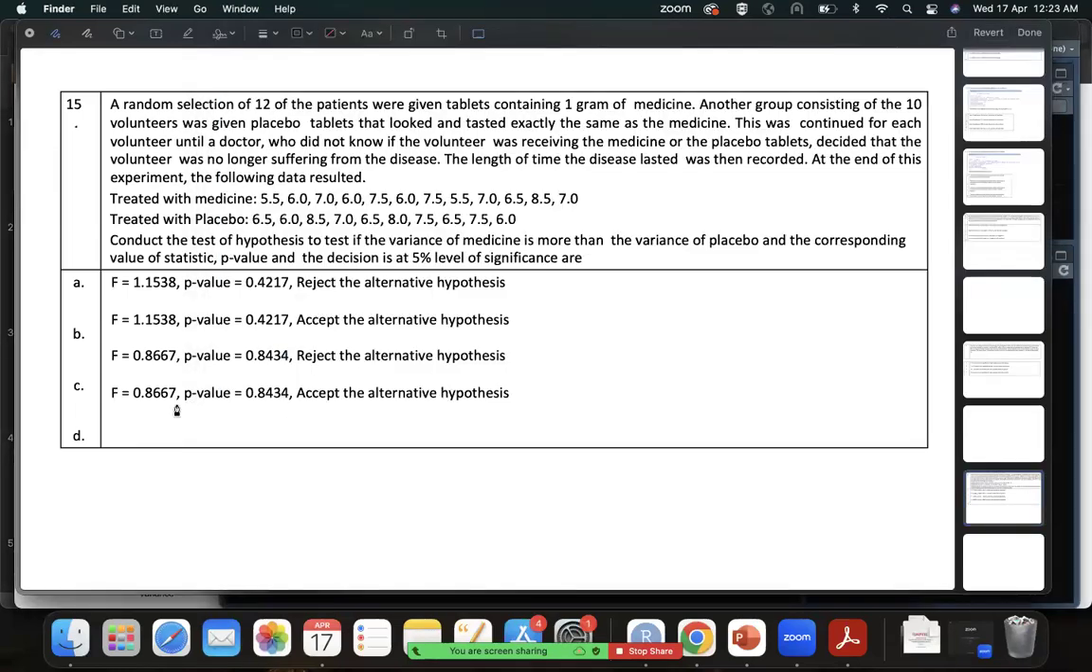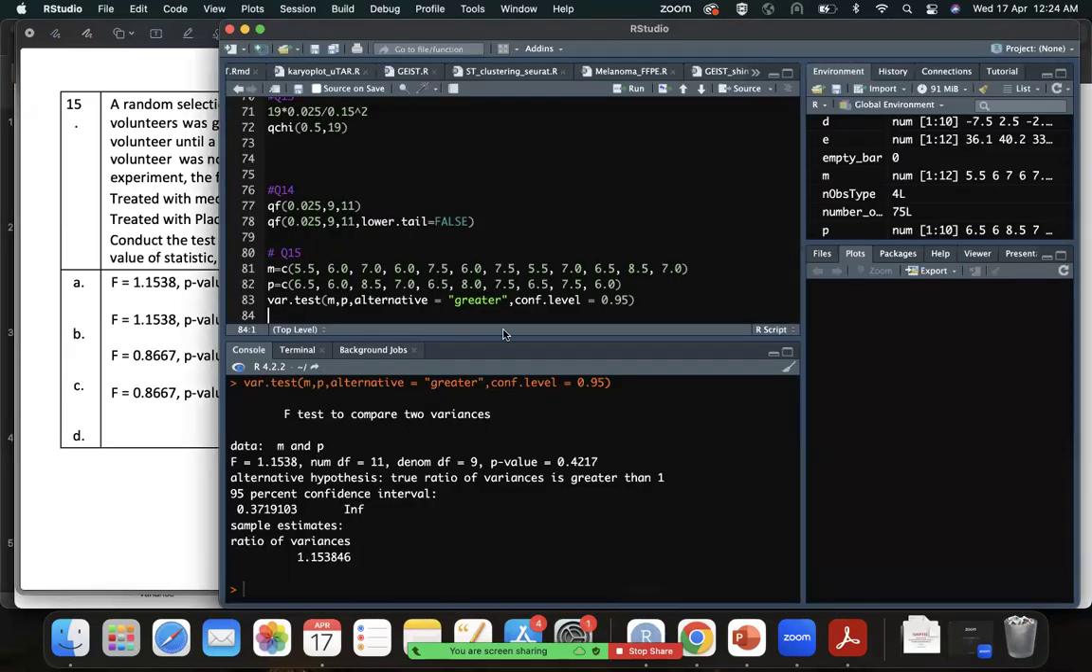So basically what we are saying is conduct the test of hypothesis to test if variance of medicine is more than variance of placebo. So this is what they want to test. So they have a greater than sign. So this is H1, H0, so it's greater than. That's why in R, your alternate hypothesis is greater. So you write that. And 5% level significance, so your confidence interval is 0.95. And you have medicine placebo, like two values.